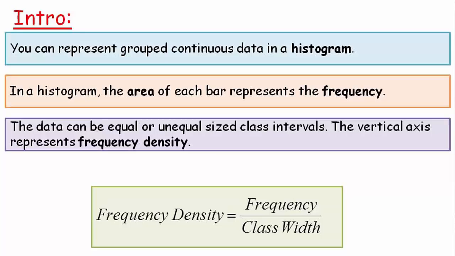You have to use continuous data to draw a histogram. The area of the bar is the frequency, and the data can be represented using unequal and equal class widths. Students need to remember that frequency density is equal to frequency divided by class width.